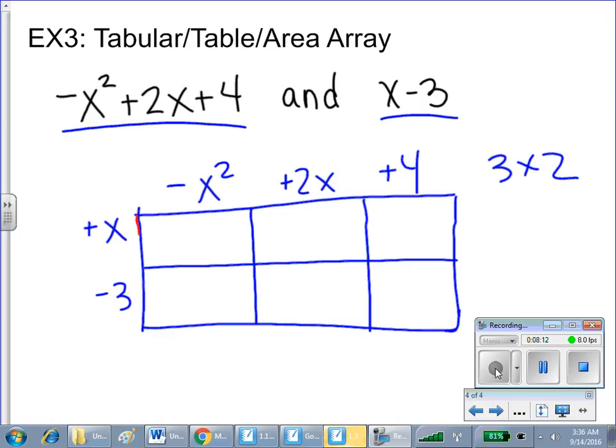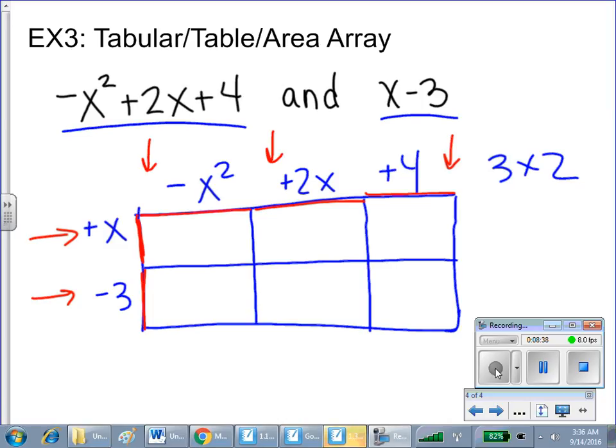This x goes with this row. This negative 3 goes with this row. This negative x squared goes with this column. This 2x goes with this column, and this 4 goes with this column. So let's try to think of it that way. What I'm going to do is multiply what's along the left side here, and what's along the top.